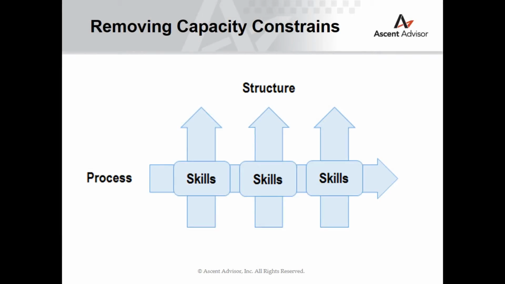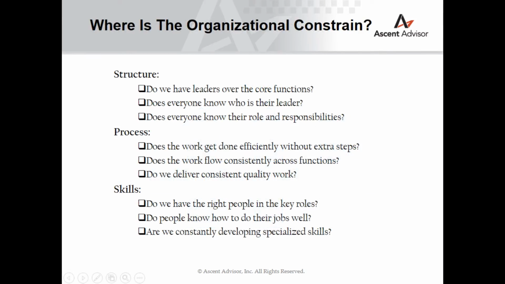So where exactly would be the constraint if it is a capacity issue? If it is a structural problem, the questions you may want to answer are: do we have leaders over the core functions? Does everyone know who their leader is? And does everyone know their role and responsibilities for their particular jobs? If the answers to these questions are clear, we may conclude that the structure is not the problem.